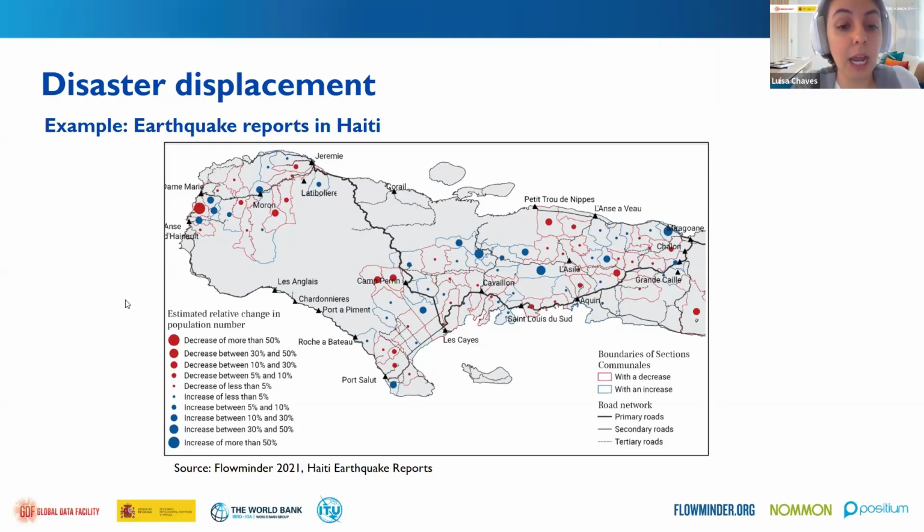These examples highlight how mobile phone data can provide timely, reliable insights into population displacements, supporting both crisis response and long-term recovery plans.